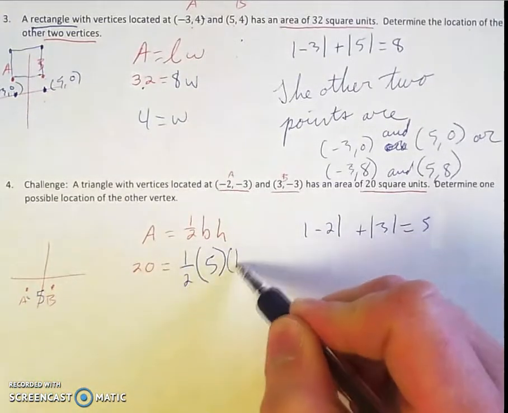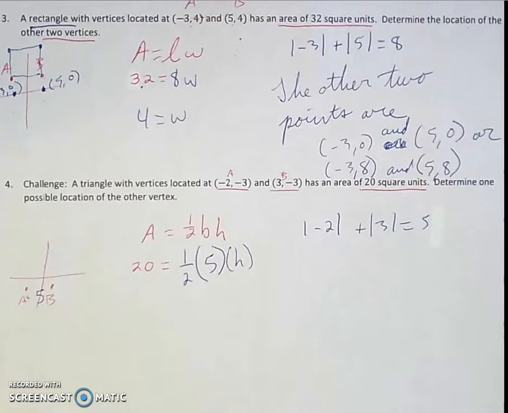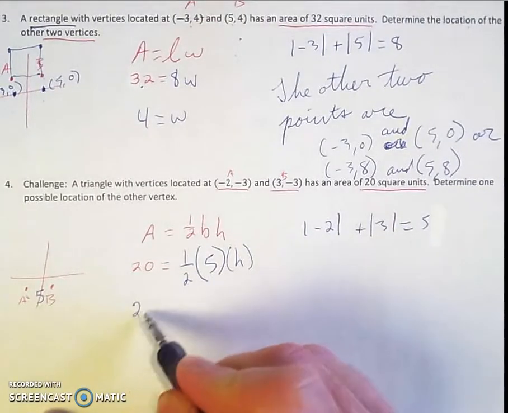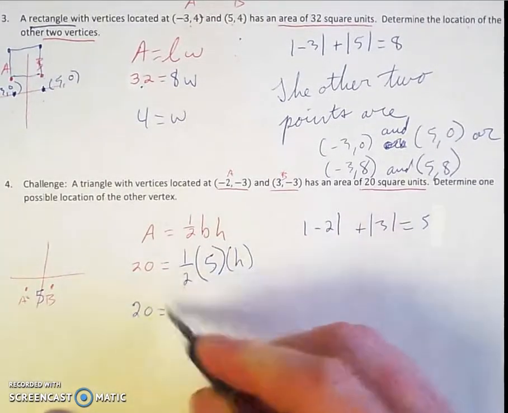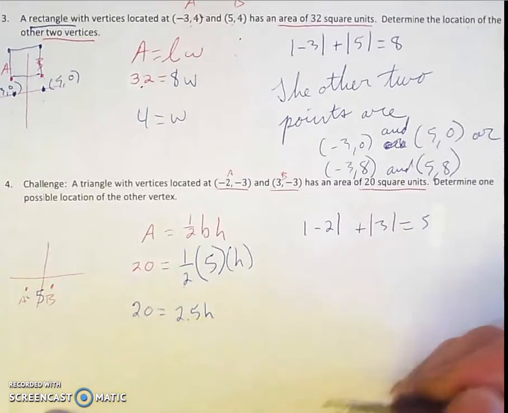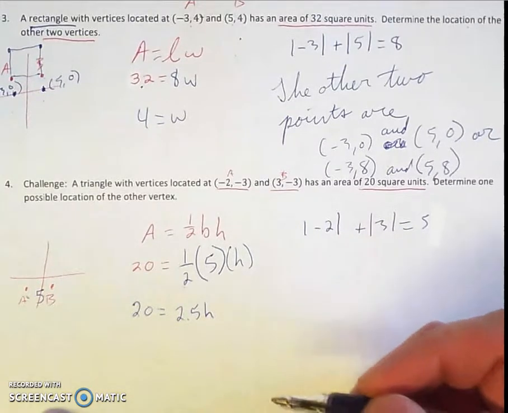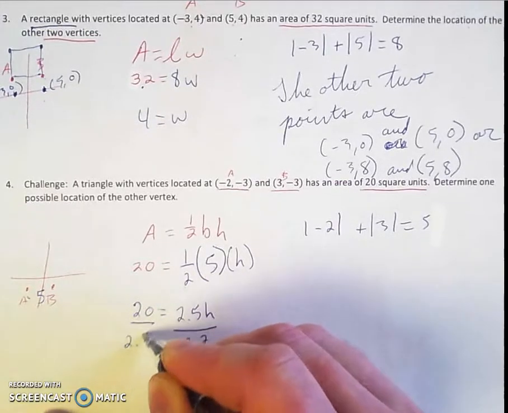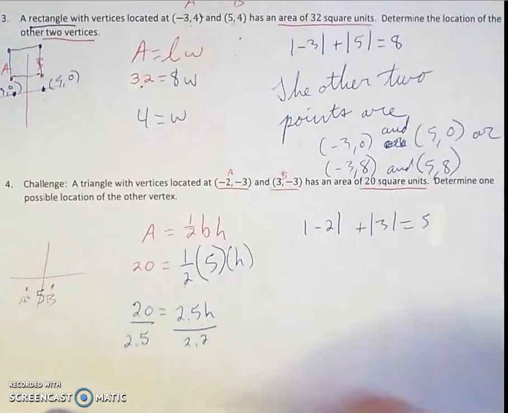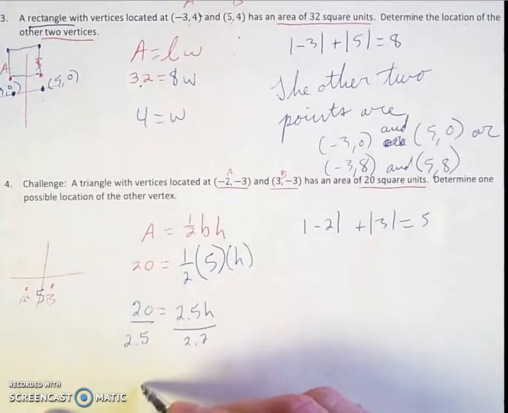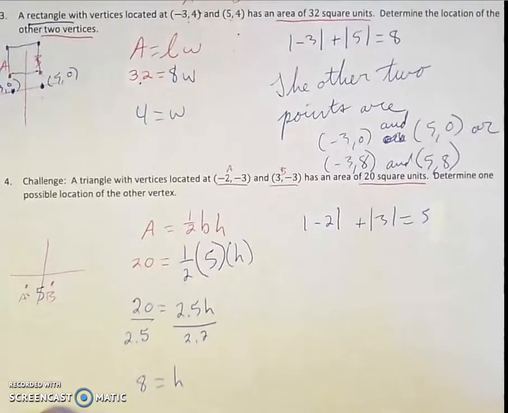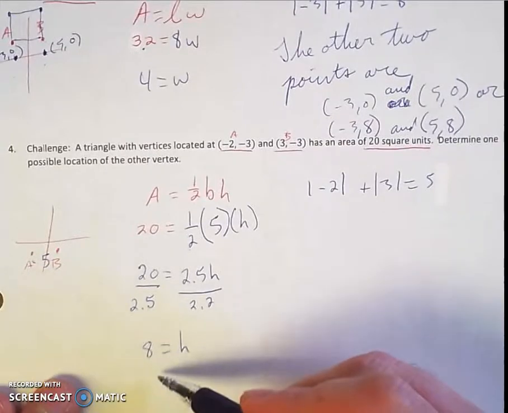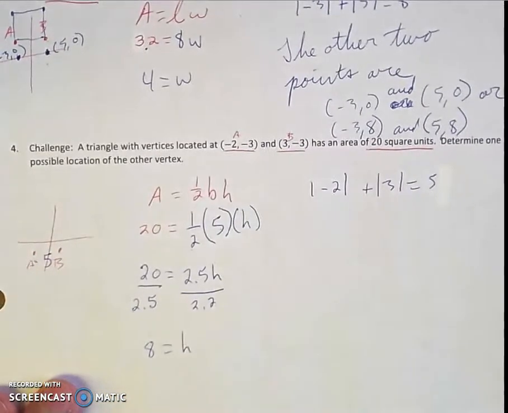Okay, now we need to find the height. Okay, so what I'm going to do is I'm going to take 20. I'm going to say 1/2 times 5 is 2.5. So I'm going to simplify that expression. Okay, now what I'm going to do is I'm going to divide both sides by 2.5. Okay. Enter that into your calculator, and you should get a height of 8. So now what we need to do is we need a point that's going to have a height of 8. Now we actually have a whole bunch of different options that we can choose.